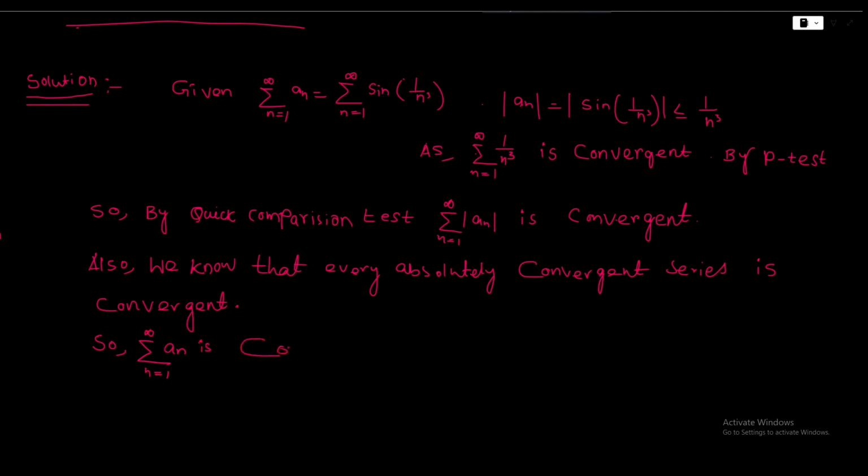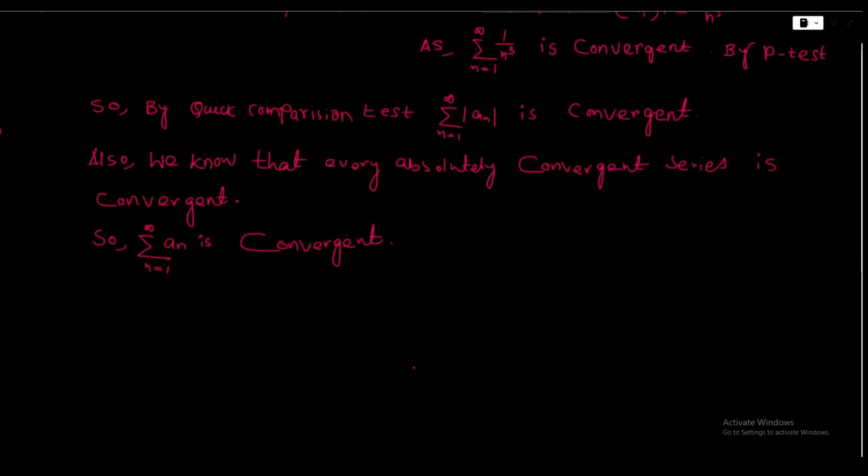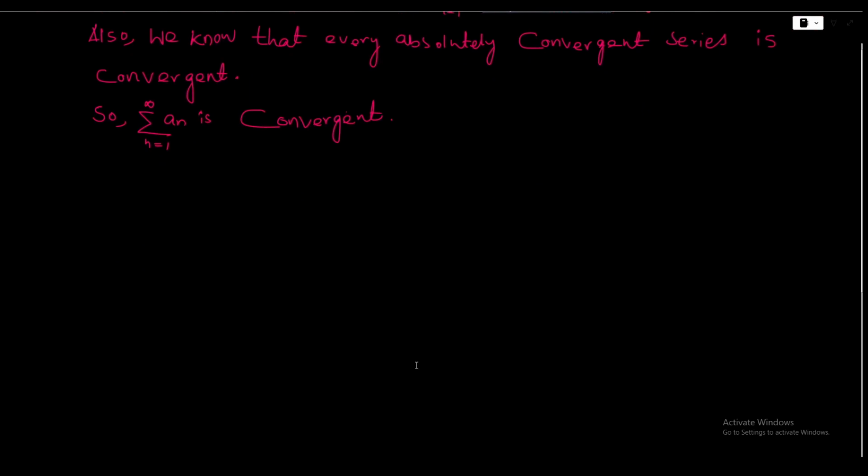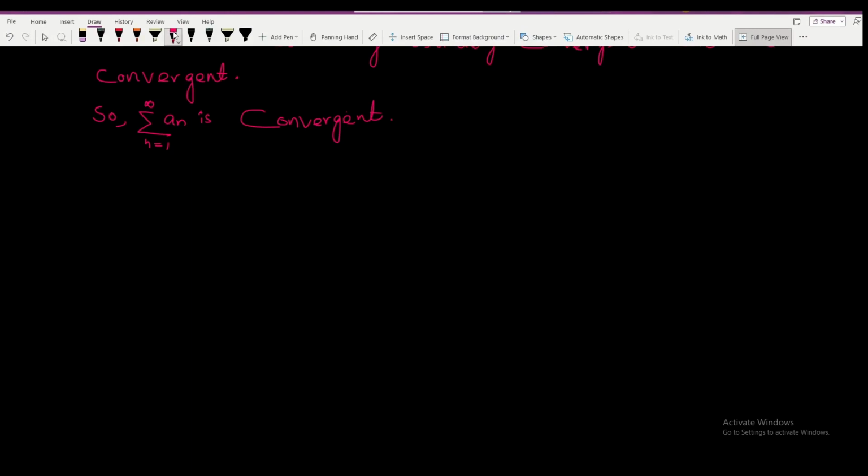ठीक है. So by comparison test and also the property that every absolutely convergent series is convergent, as mod a_n is convergent, so a_n is convergent. ठीक है. तो फर्स्ट जो सीरीज था, वो कन्वर्जेंट हो गया. तो सेकेंड सीरीज को देखते हैं क्या है. चलिए.